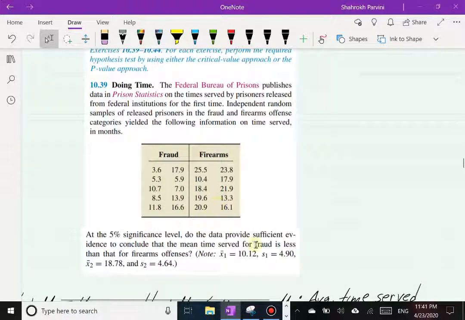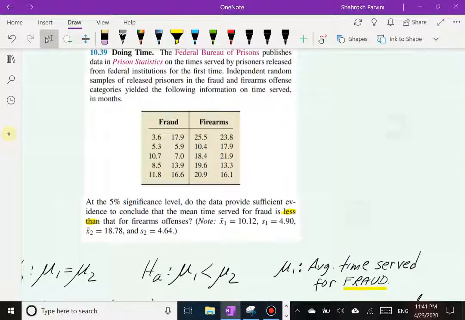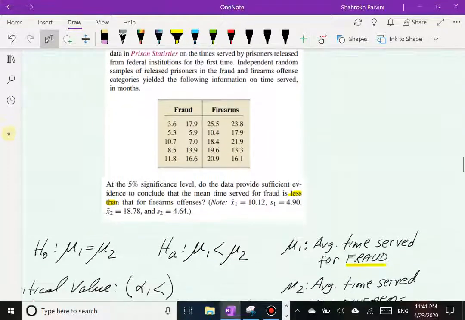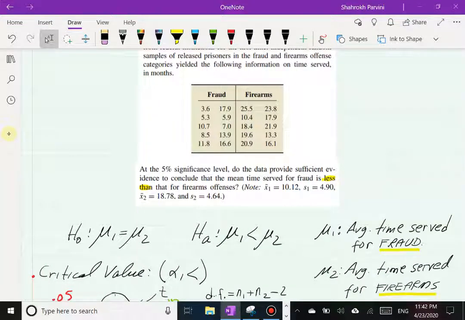So the question reads, can we conclude the mean time served for fraud is less than that for firearms? Okay, so here we have less than. That means the alternative has to be less than, correct? Because the alternative cannot have an equal sign. And we always take the null to be equal, right? Keep that in mind, please. The null here always reads mu1 equals mu2 in this chapter. The alternative is left-tailed. And what are mu1, mu2 here? Well, mu1 is the average time served for fraud. Mu2 is the average time served for firearms.